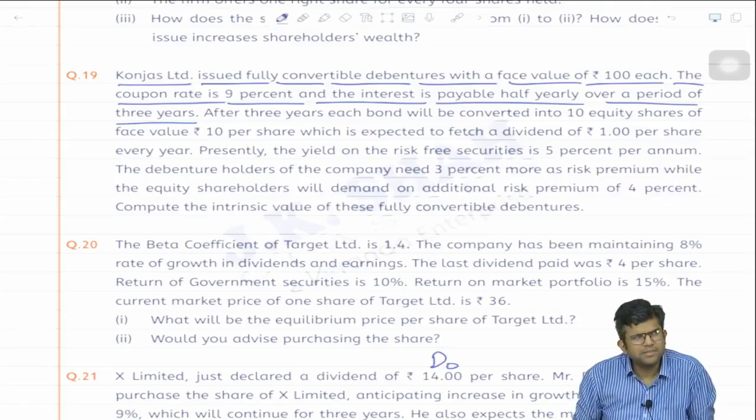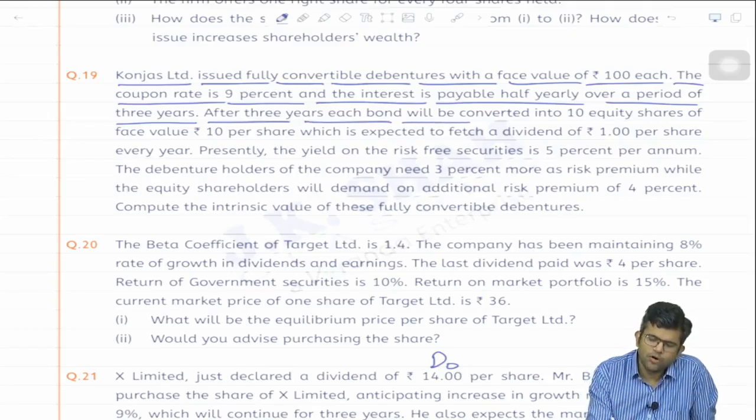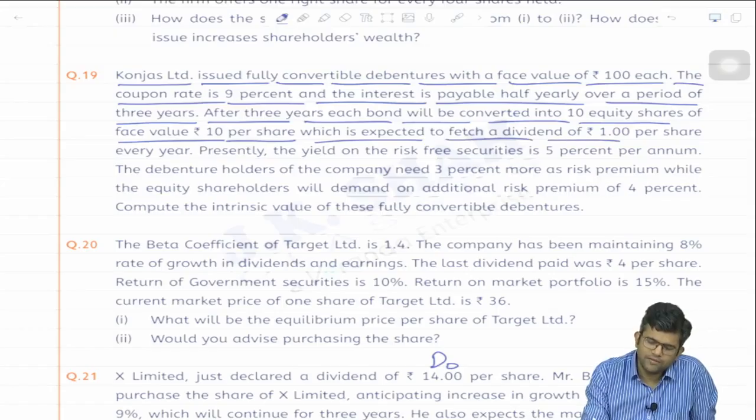100 into 9% means 9. 4.5 rupees you will get every period for the next 6 periods. After 3 years, each bond will be converted to 10 shares of face value 10 per share, which is expected to fetch a dividend of 1 per share every year.